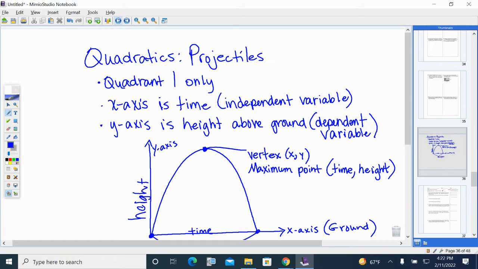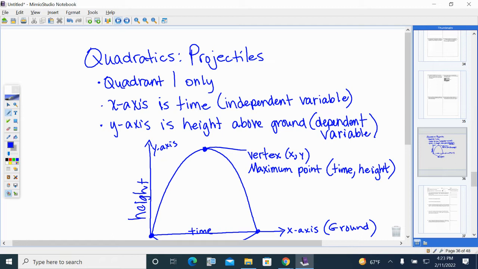I don't know if you want to add this in the margins or on a sheet of notebook paper, but this is all very important information. With projectiles, a projectile occurs when you throw an object. Throw a football, hit a tennis ball, whatever. That's going to create the path of a parabola, and we refer to this as projectile motion.